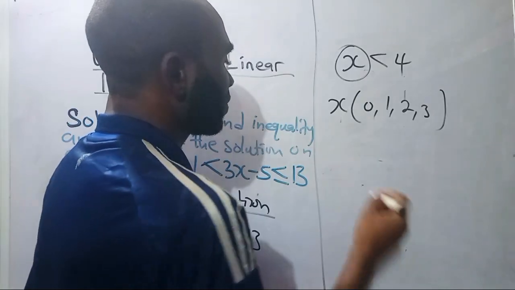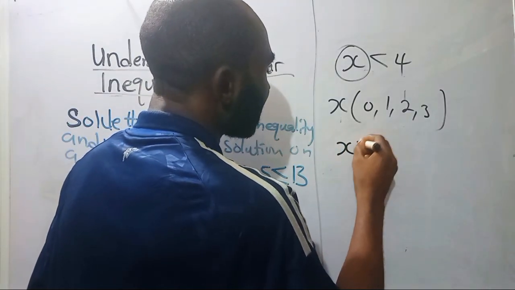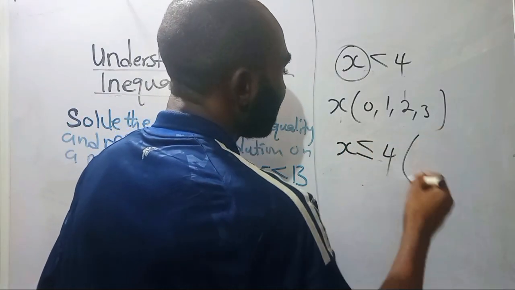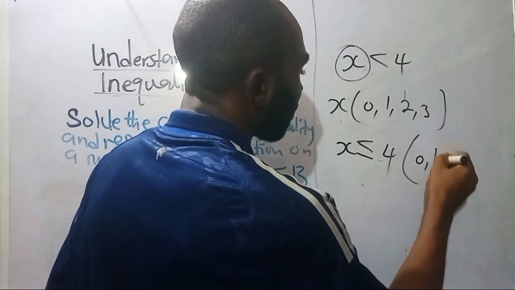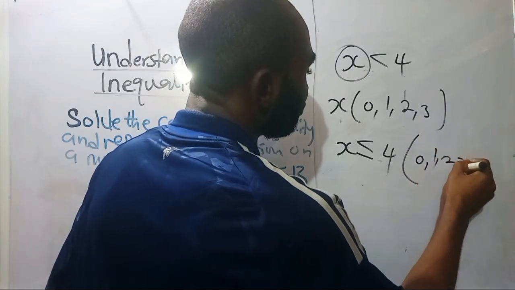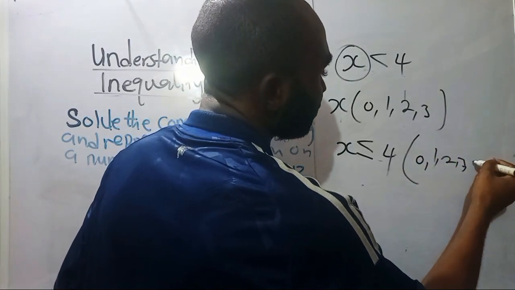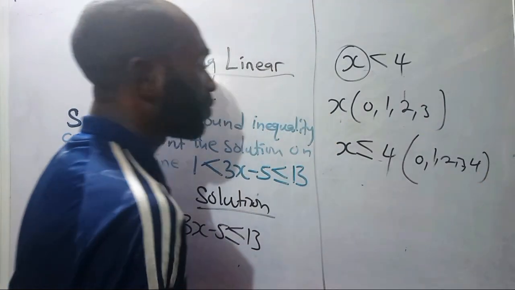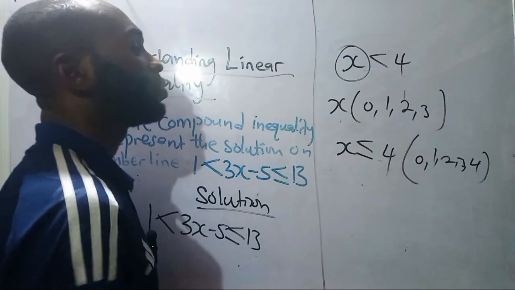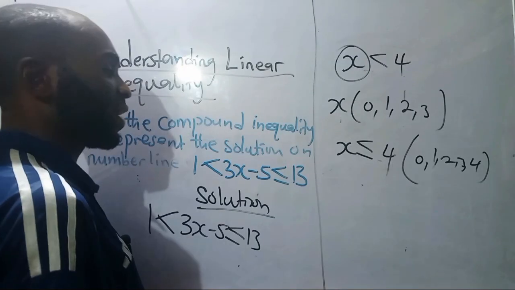But assuming the question says x is less than or equal to 4, it means the elements of x are 0, 1, 2, 3, and 4, including 4. X is less than or equal to 4. So these are the elements of x.